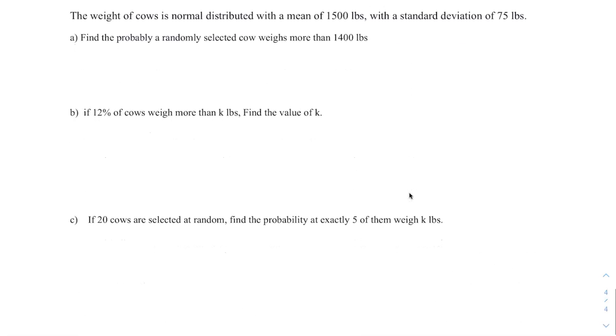Okay. So the weight of cows is normally distributed with a mean of 1,500 pounds and a standard deviation of 75 pounds. Find the probability that a randomly selected cow weighs more than 1,400 pounds.